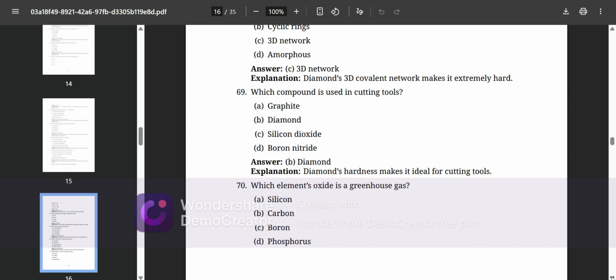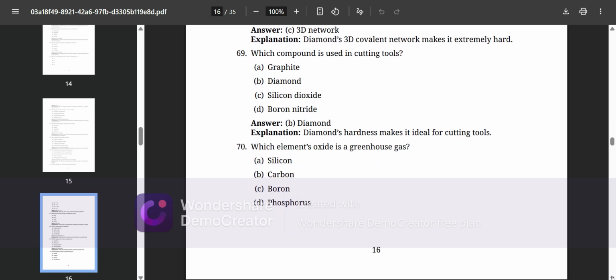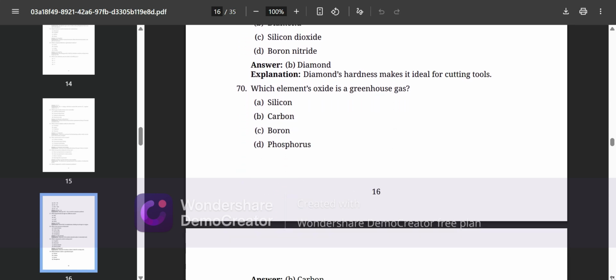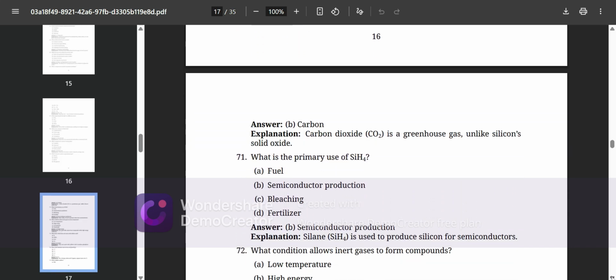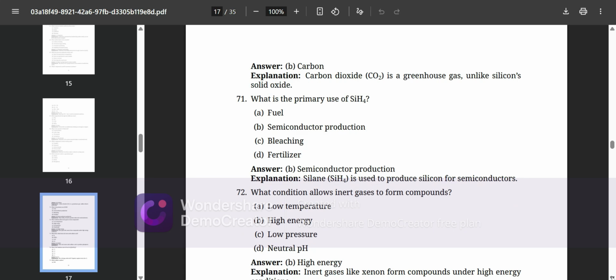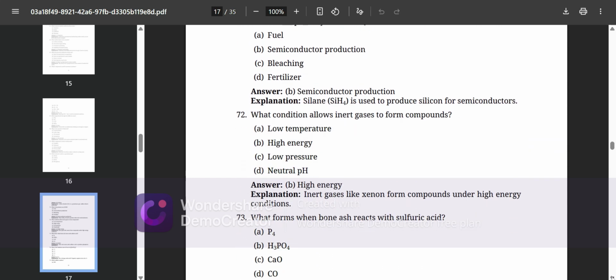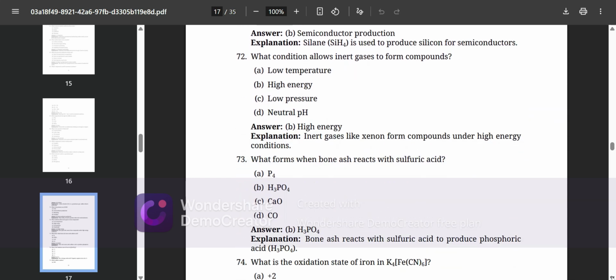Which compound is used in cutting tools? Diamond. Its hardness makes it ideal for cutting tools. Which element's oxide is a greenhouse gas? Carbon dioxide is a greenhouse gas, unlike silicon's solid oxide. What is the primary use of Si? Semiconductor production. Silane, SiH4, is used to produce silicon for semiconductors.